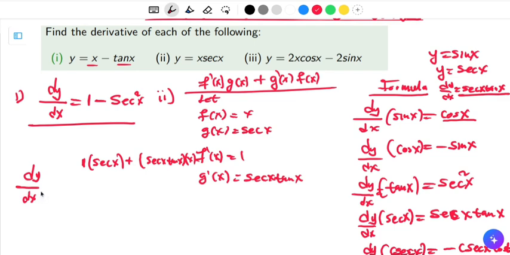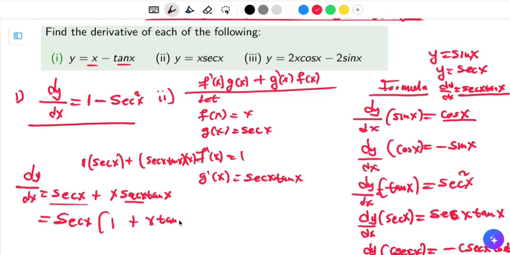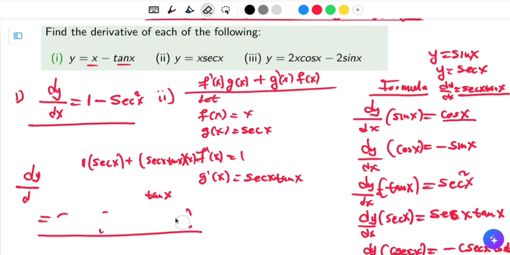dy/dx is going to be equal to secant x plus x secant x tan x. Now we can see that here we have secant x as well as here secant x, so we can factorize what is common. Meaning to say, here we are going to remain with 1 and here we are going to remain with x tan x. So this is going to be our final answer.